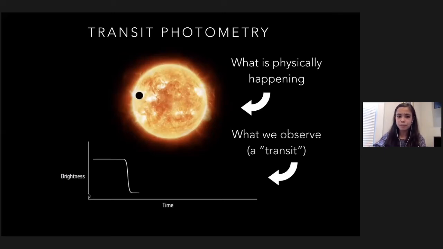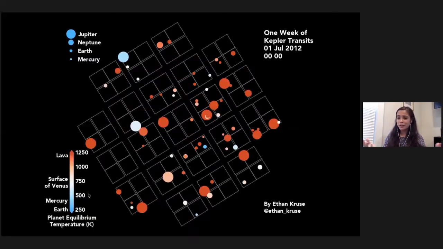I want you all to take your fist and just hold it up at arm's length and look at how much of the sky that covers up for you. That is actually the amount of the sky that Kepler was looking at. So it's just looking at this tiny little fraction of the sky.